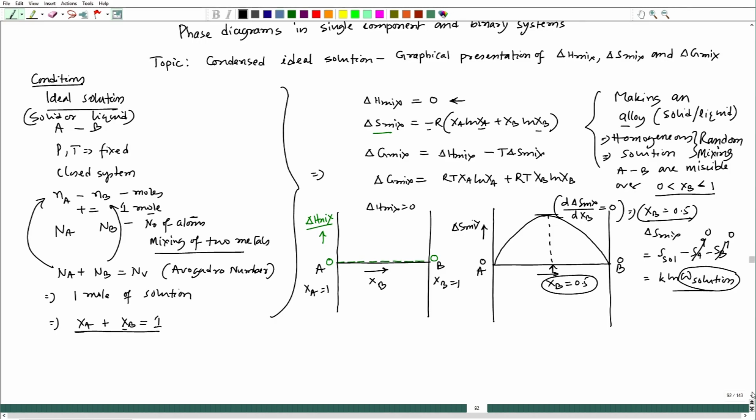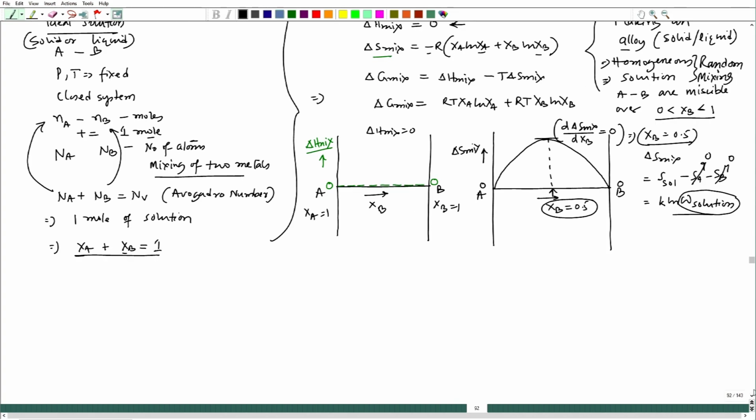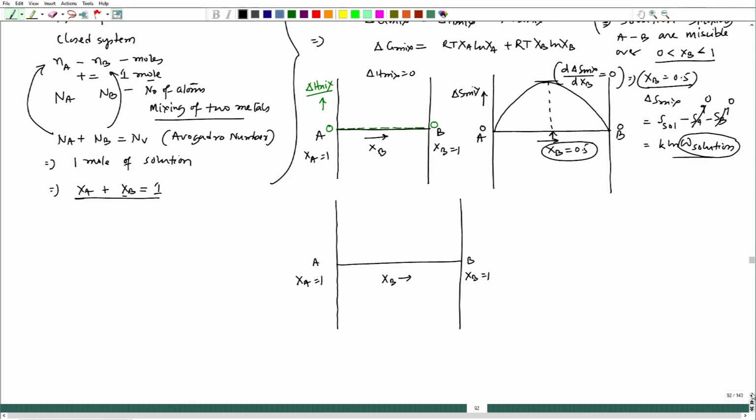Now, once we have plotted these two, let us see how del G mix is plotted over this composition range. And here we are taking a binary solution. So, if I try to look at this, this is again pure B, x_B equal to 1, this is A, x_A equal to 1, and x_B varies this way. Now, these are 2 points which are 0, 0.